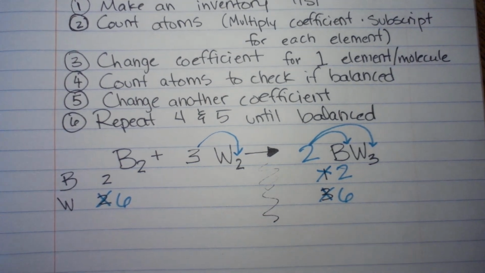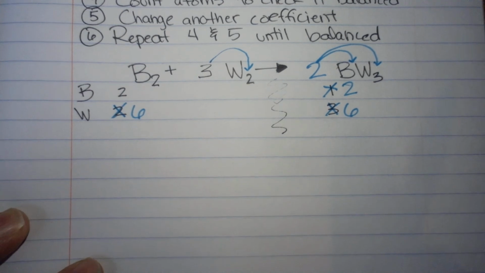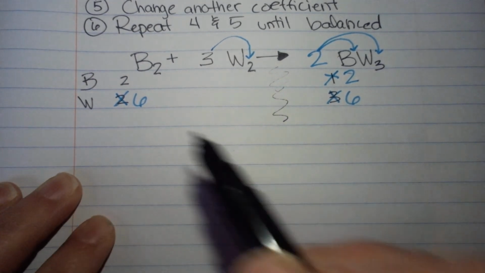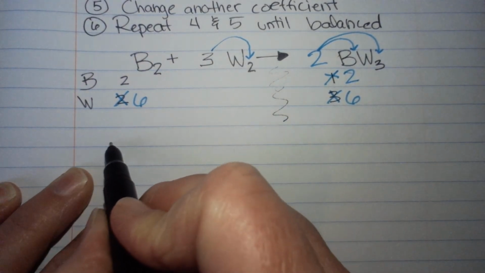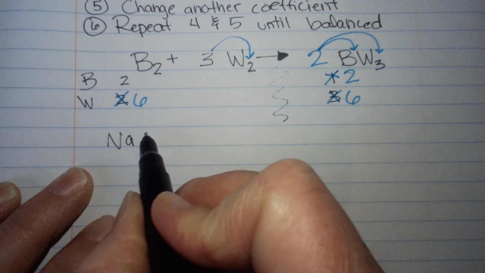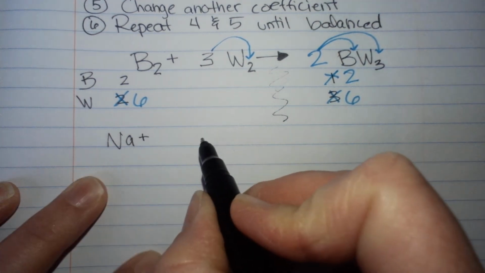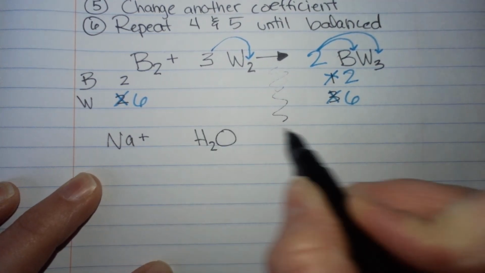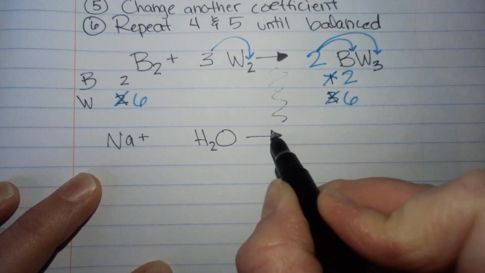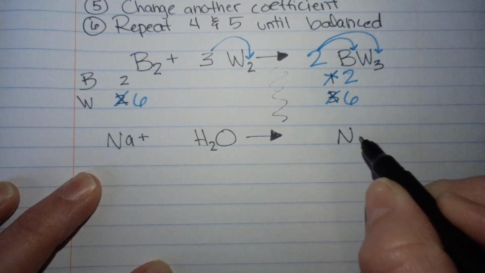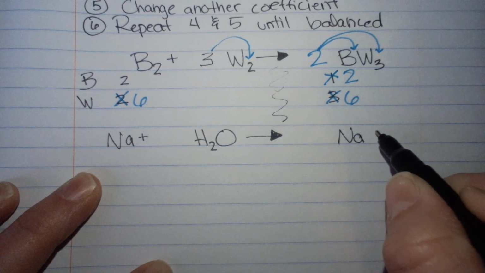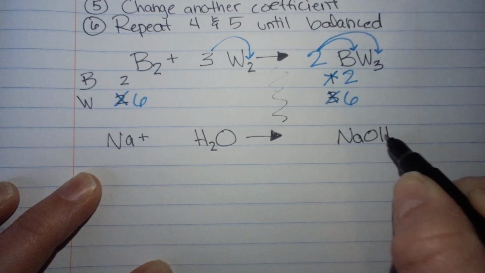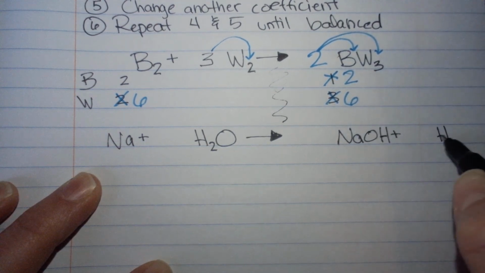let's go ahead and do one more that's a little more difficult, one that you kind of have to persevere with. So sodium and water yields sodium hydroxide plus hydrogen.